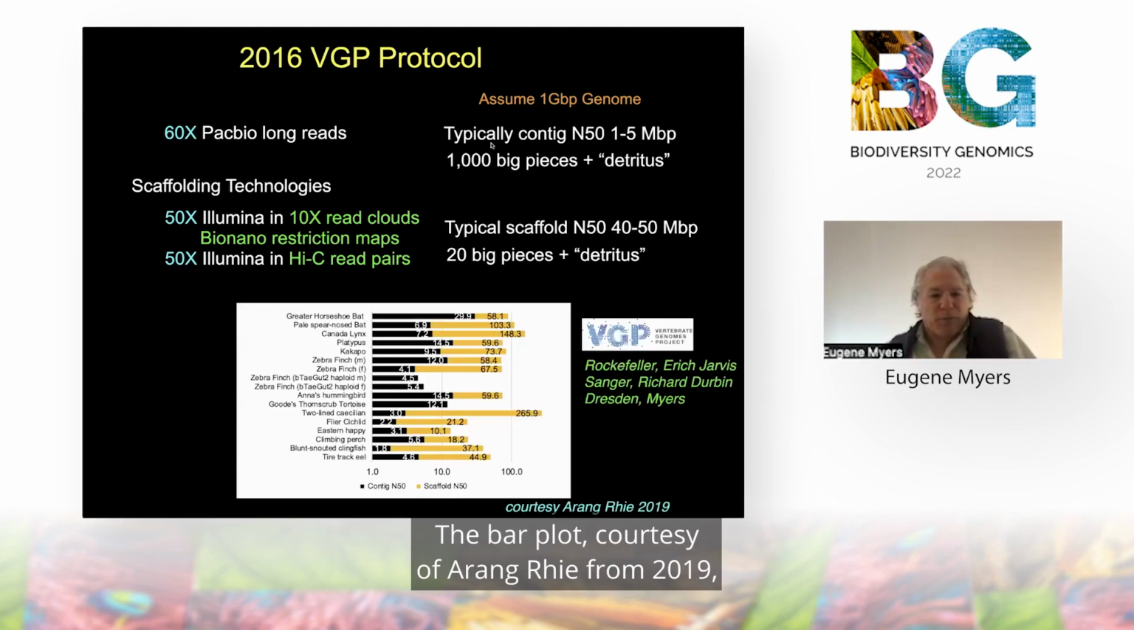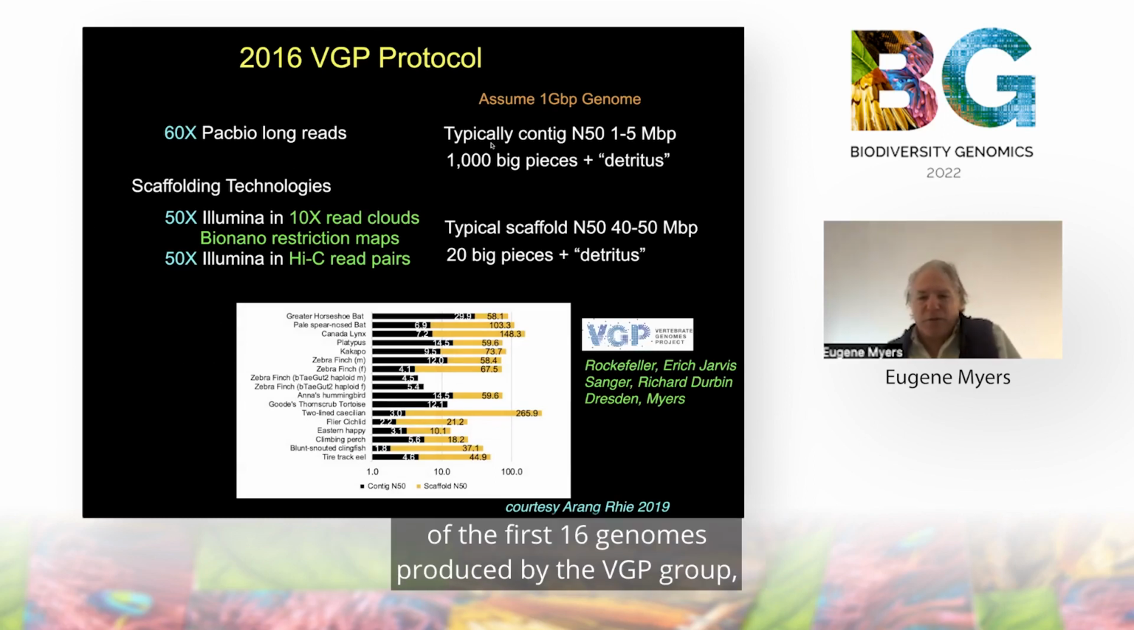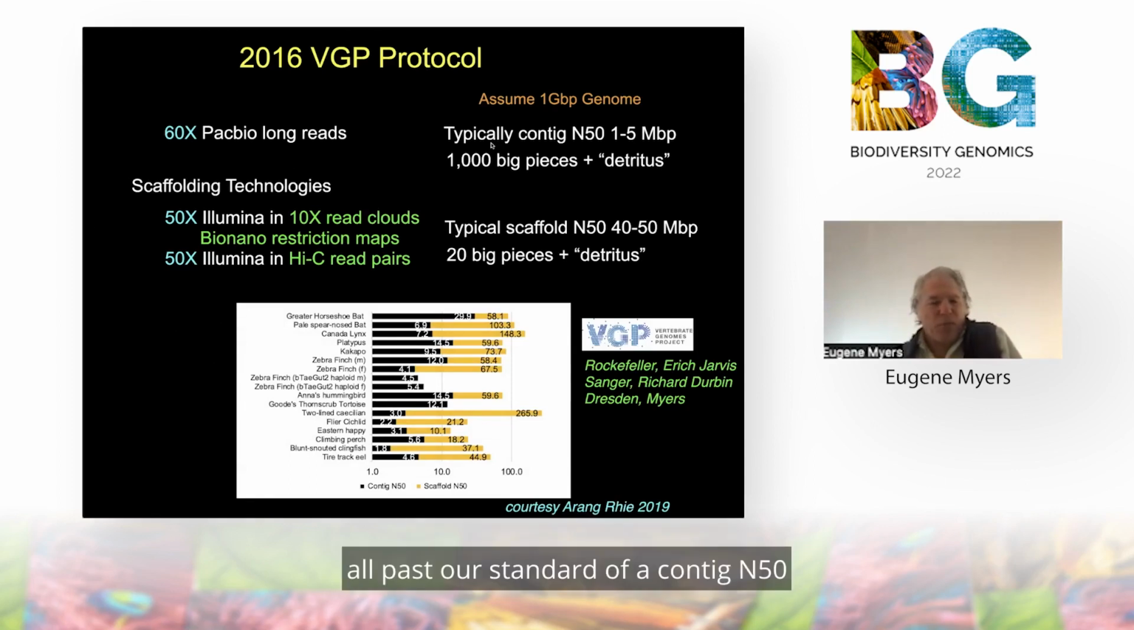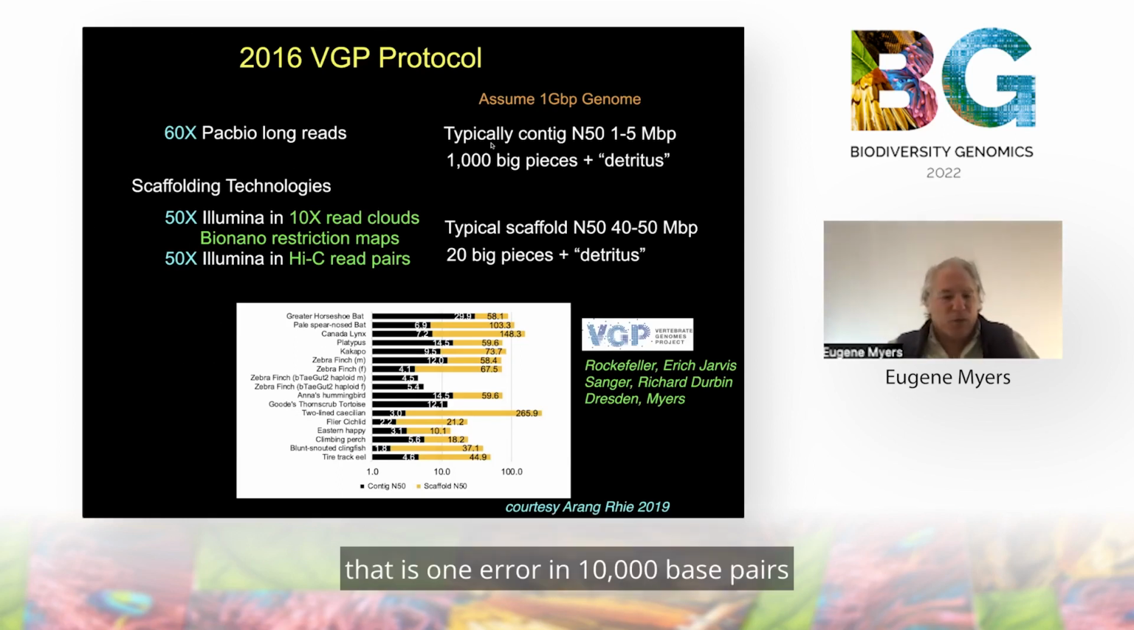The bar plot, courtesy of Arang Rhie from 2019, shows the contig N50 and scaffold N50 in black and yellow, respectively, of the first 16 genomes produced by the VGP group. All passed our standard of a contig N50 of more than a megabase and a scaffold N50 of more than 10 megabases. And while not shown, all had a quality value of 40, that is 1 error in 10,000 base pairs in the consensus sequence.